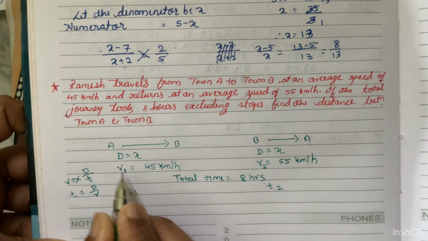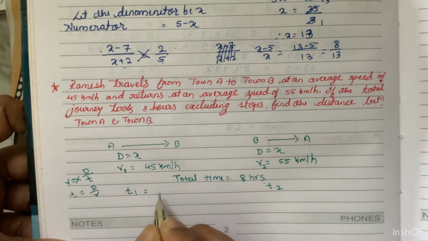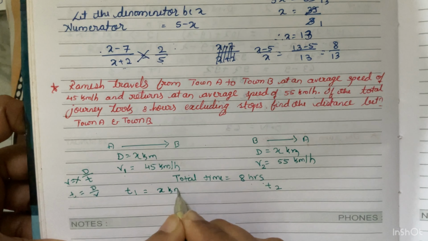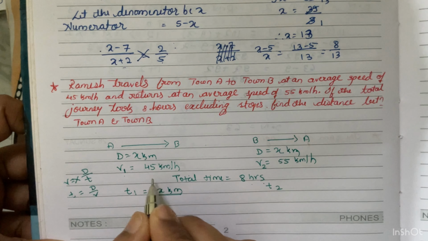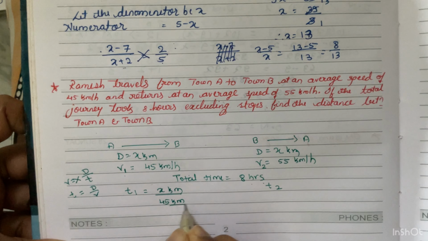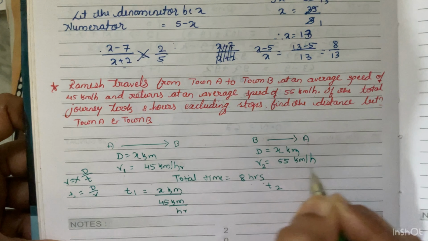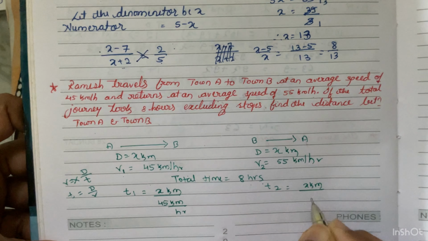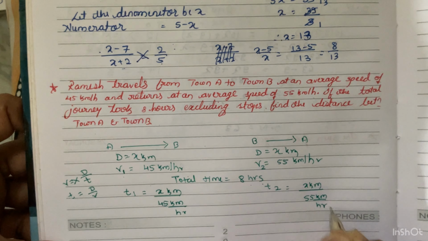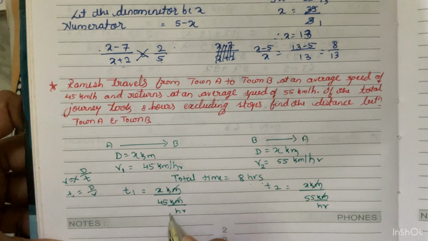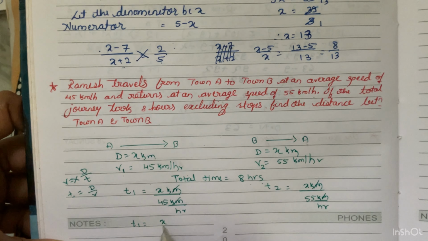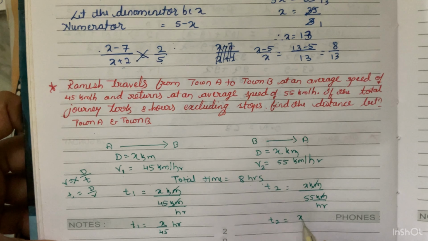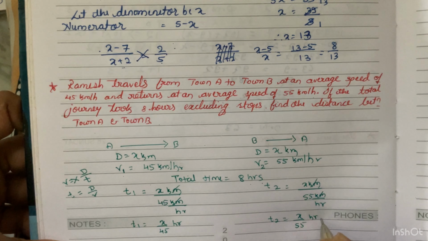After cross multiplication we have t equals d by v. For A to B, t1 equals d by v, where d is x kilometers and v is v1, that is 45 kilometers per hour. Similarly, t2 equals the same distance x kilometers divided by 55 kilometers per hour. Here the kilometer cancels and the hour goes to the numerator after simplification. So t1 is x by 45 hours, the time for A to B, and t2 is x by 55 hours, the time for B to A.